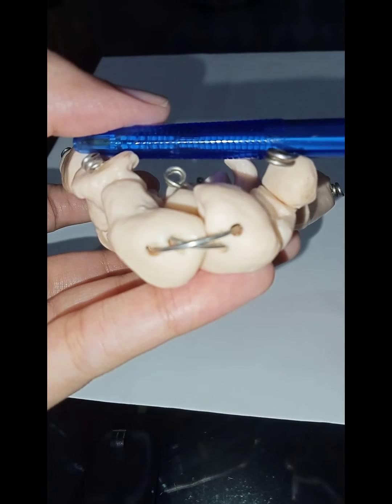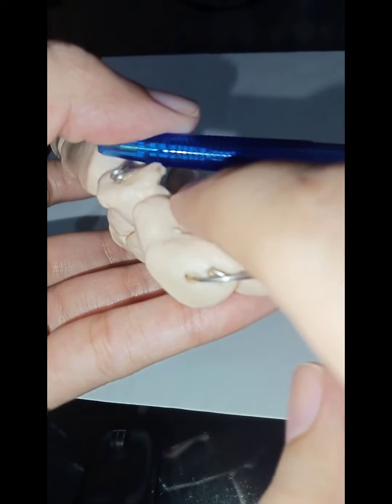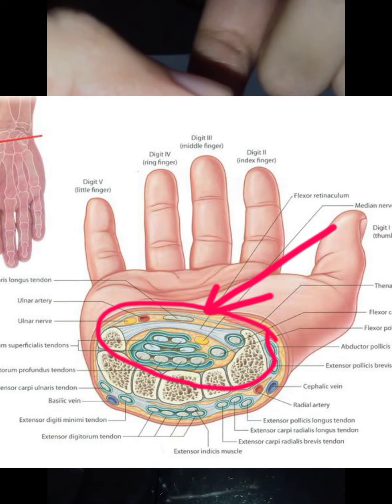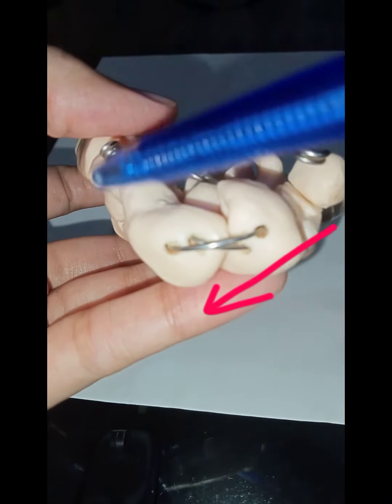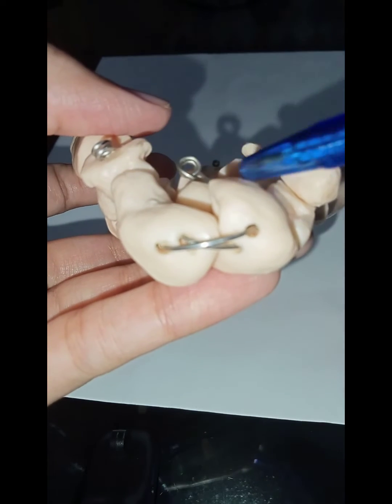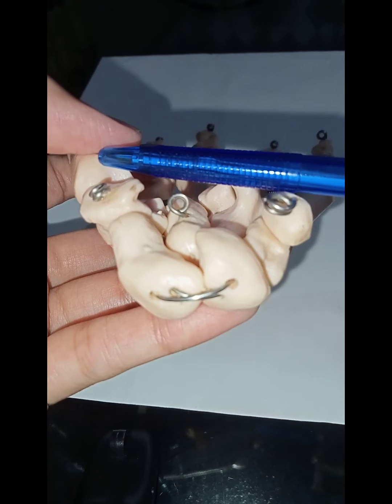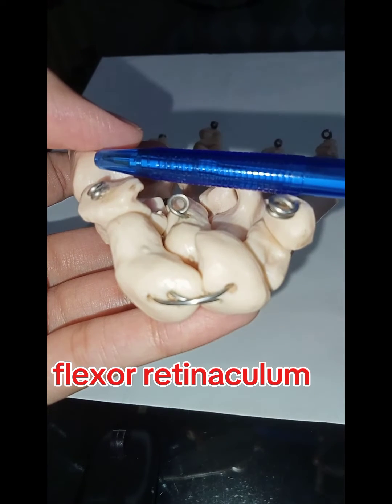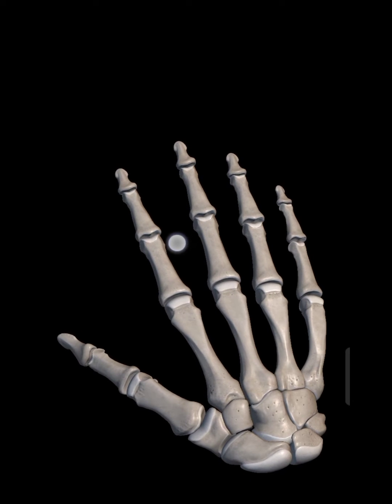Some arteries, veins and nerves, even the tendons of the muscles cross through this tunnel. This tunnel looks just like a tunnel, bridged by a ligament that is called the flexor retinaculum. Now you can see the arrangement of the bones in this video.